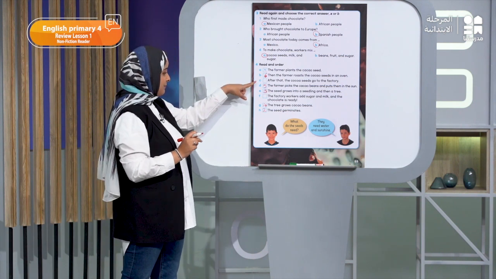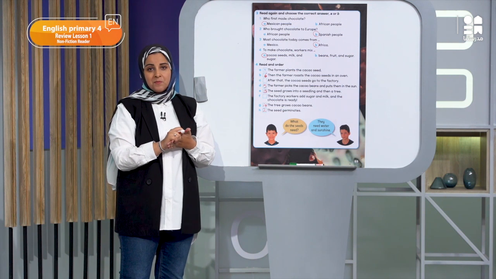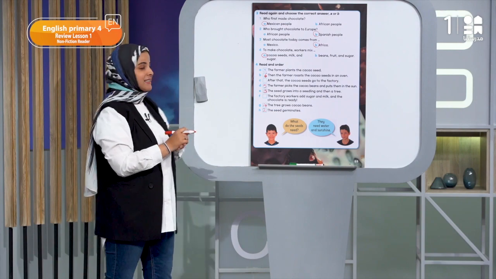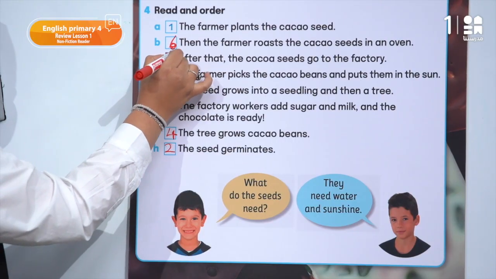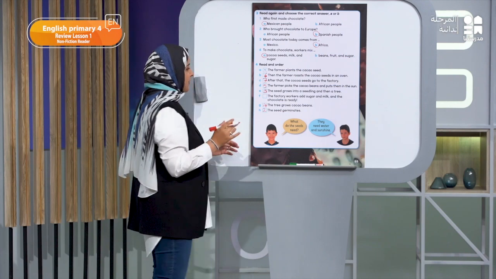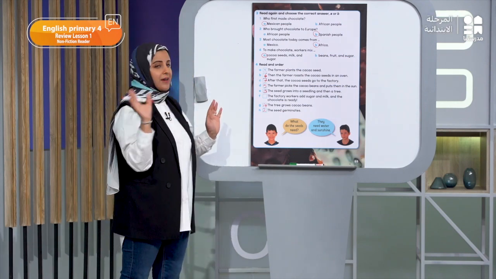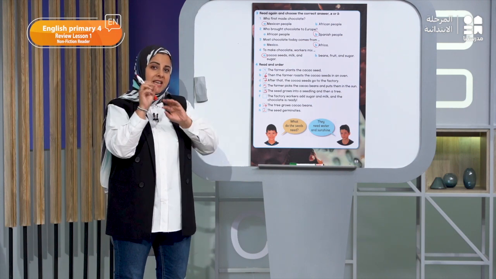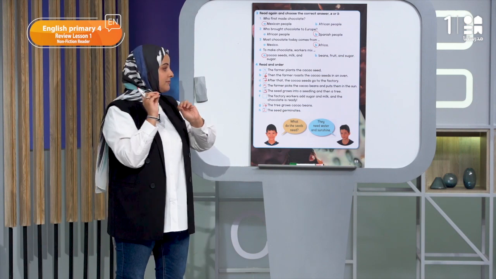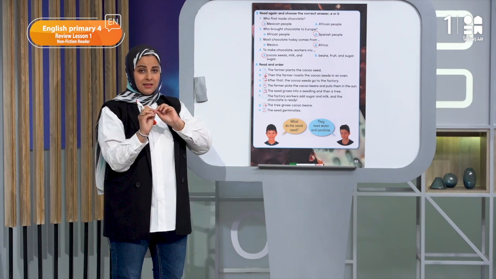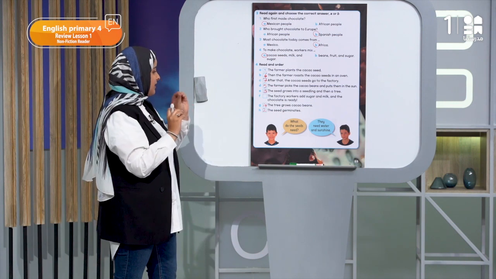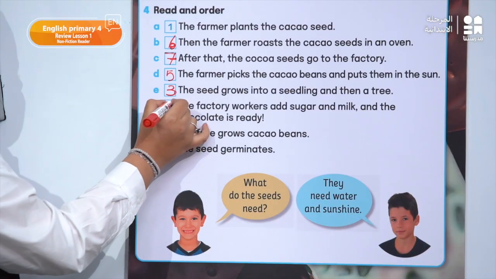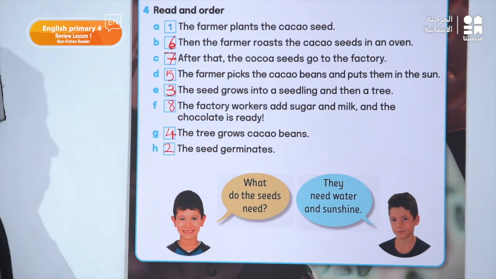We still have 2 more. Which one is number 7? Very good. C. After that, the cocoa seeds go to the factory. هتبتدي مرحلة الفاكتوري. In the factory, they add something to the cocoa. So what is it? Very good. The sugar and the milk, which will be F. So number 8 will be sentence F.